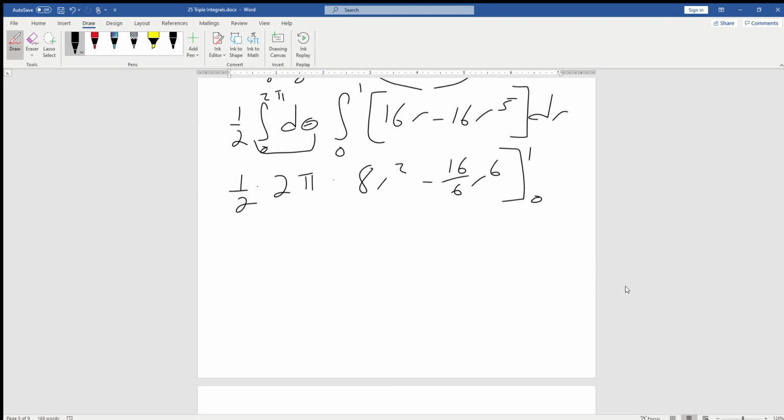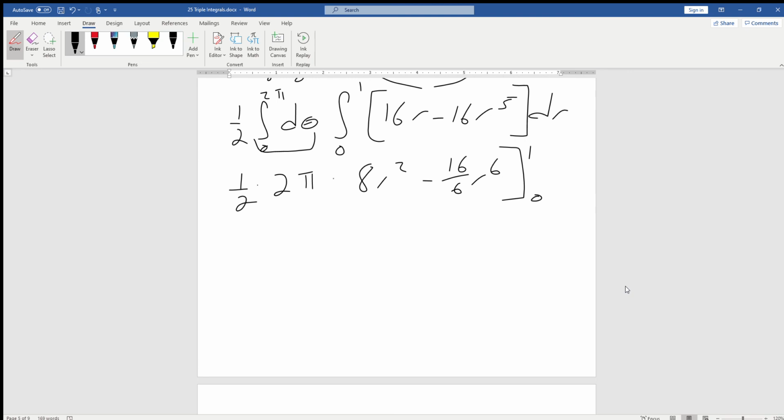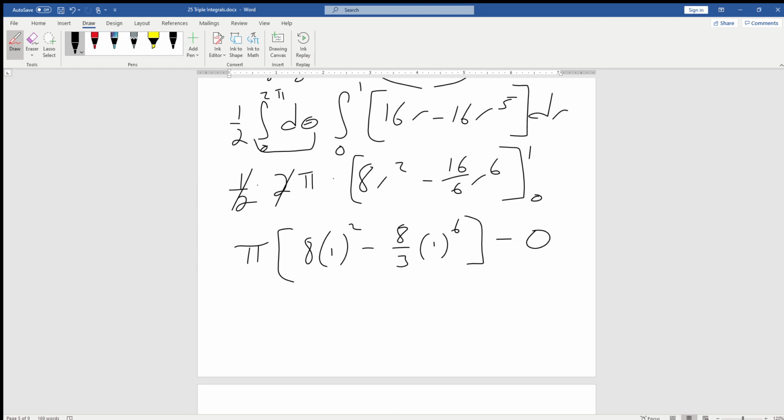The good news is that 0 contributes nothing to the entire sum. 1/2 and 2 are going to cancel out, so we get pi times the quantity, and I should have put a bracket up there, so pi times the quantity of 8 times 1 squared, minus 16/6, which is going to simplify to 8/3, times 1 to the 6th. Now technically there's a minus 0 in there. If we compute that out really quickly, that should give us 16/3, I believe, and then we have a pi in there, but I'm going to verify that really quickly. So 8 minus 8/3 is going to give us 16/3, and then we have a pi out there. So our evaluated integral is 16 pi thirds.